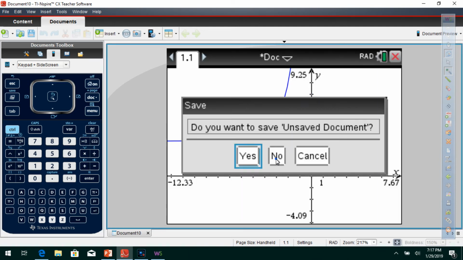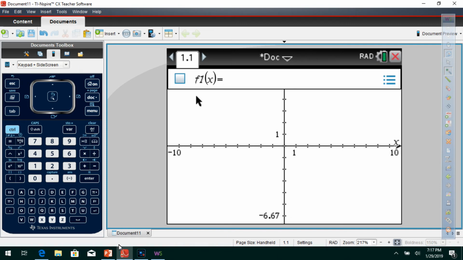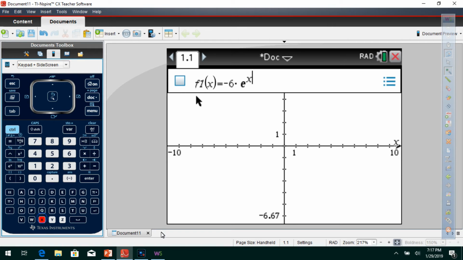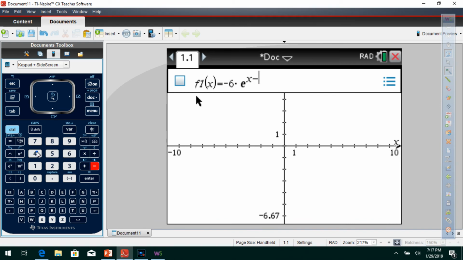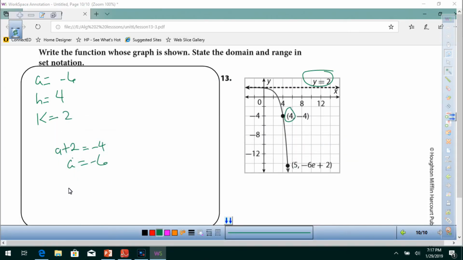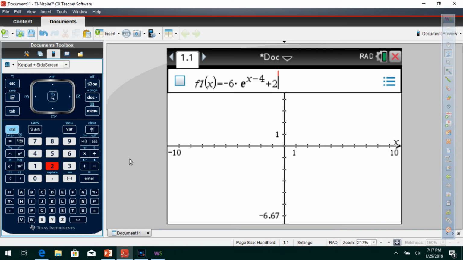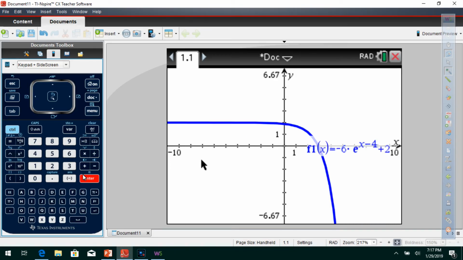On new document, no, graph. And I got negative 6 times e to the X minus 4 plus 2. And I never did write all that out, did I? So G of X equals negative 6 e^(X-4) plus 2. Now let's try that. Let's press the old enter button. Does that look like it? It does. It kind of looks like it.